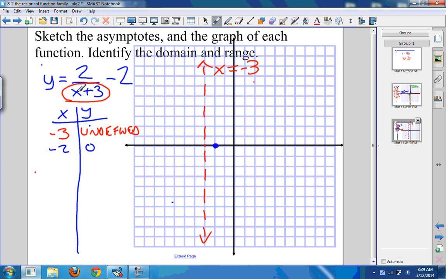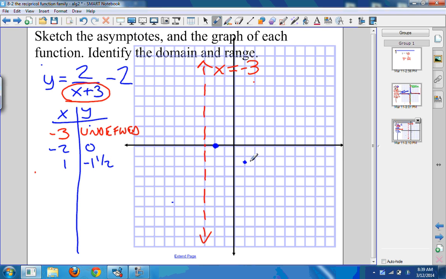Let's see here. What's another easy one to put in? How about if I put in a 1? If I put in a 1, 1 plus 3 is equal to 4. 2 over 4 is 1/2. 1/2 minus 2 is -1 and 1/2. So 1, -1 and 1/2.